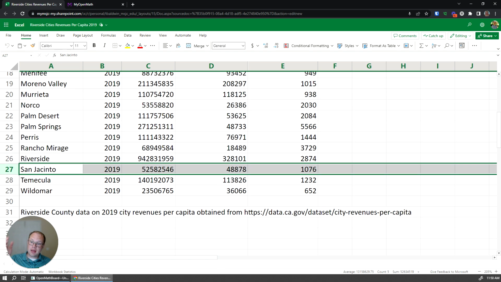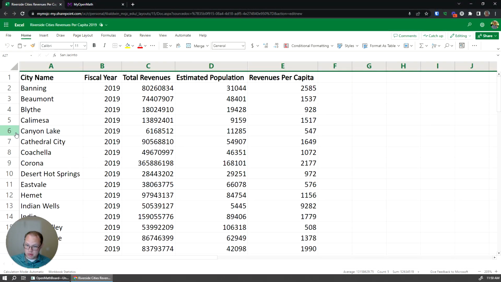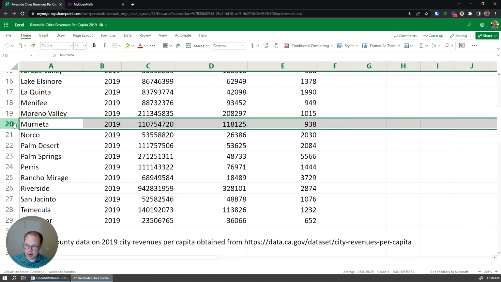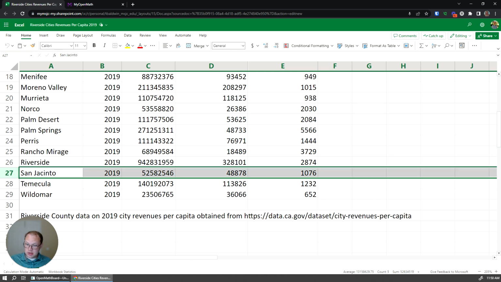If you count back those cities, Canyon Lake, Indian Wells, Murrieta, San Jacinto, those are 4 cities, which is the sample size we wanted. So those 4 cities are going to be in our sample. Okay?